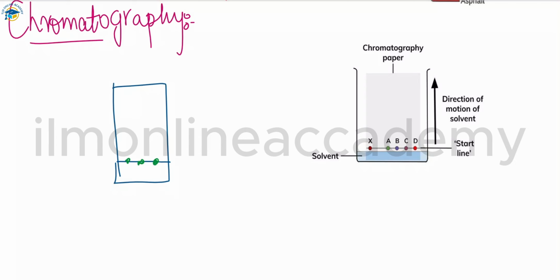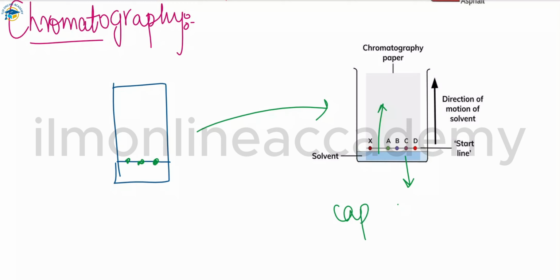The paper is then lowered into the solvent container like this, making sure that the pencil line sits above the level of the solvent. This is the solvent, and mostly we use ethanol for this purpose. When the solvent moves upward, it will take the ink with it. The solvent is usually ethanol or water, but other substances can be used. The solvent travels up the paper by capillary action.